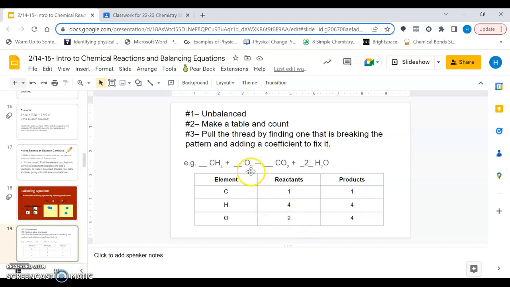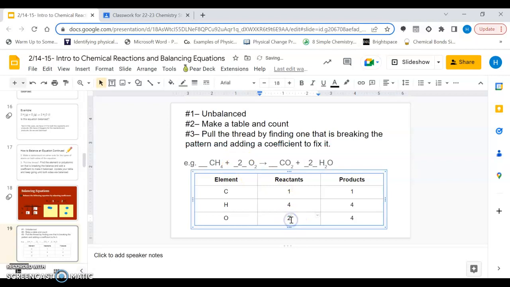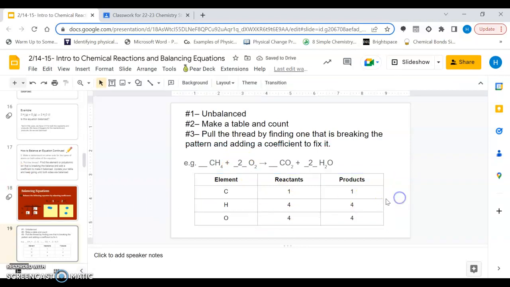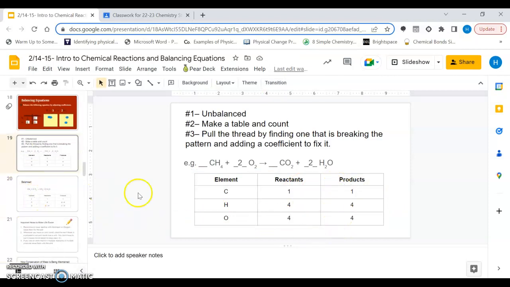Okay, well, let's go find the oxygen in the reactant. It's right there. All right, if I put a 2 in front, then 2 times 2, I now have 4 oxygen. Everything is tidy and happy and great because they are balanced. We are good, right?